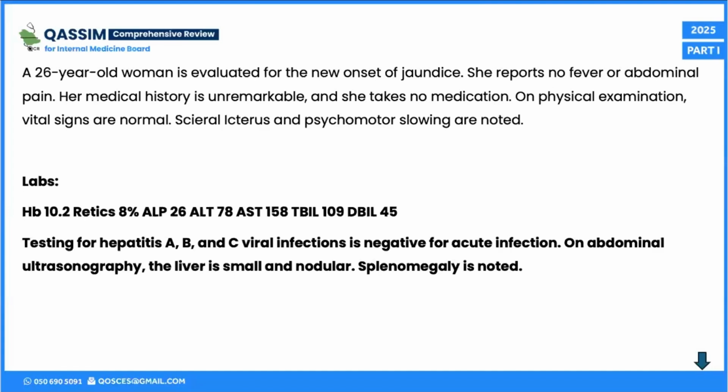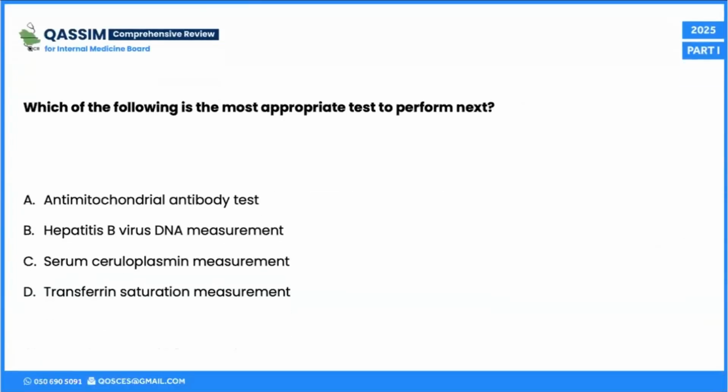Abdominal ultrasound: the liver is small and nodular, going with cirrhosis. Splenomegaly is noted, mostly because of the portal hypertension. Which of the following is the most appropriate test to perform next? Can we put a poll, Mustafa? Antimitochondrial antibody test, viral hepatitis B DNA, serum ceruloplasmin, or transferrin saturation? Okay, can we have a poll, Mustafa?